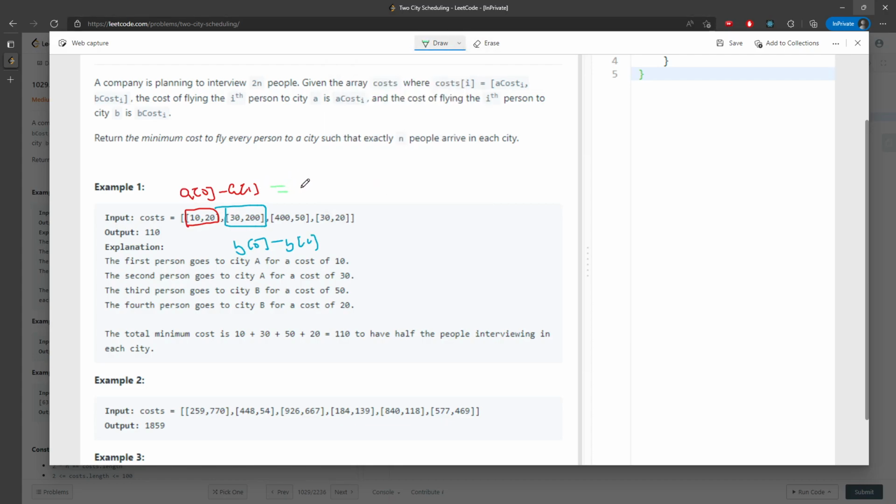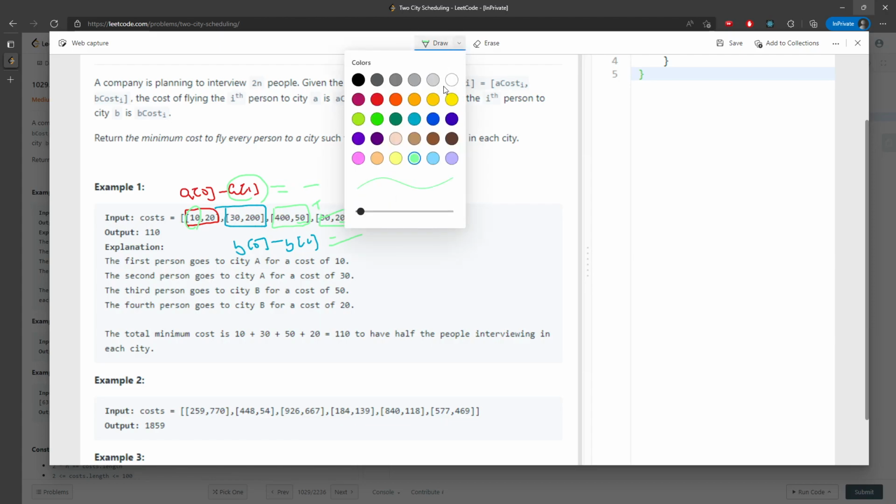If A0 minus A1 is negative, which means A0 is smaller than A1, so you will definitely pick the first index value. This is going to be negative. And this one is going to be a positive number, so I will definitely pick the second value. So after I know whether the difference is positive or negative, I will just sort based on this.